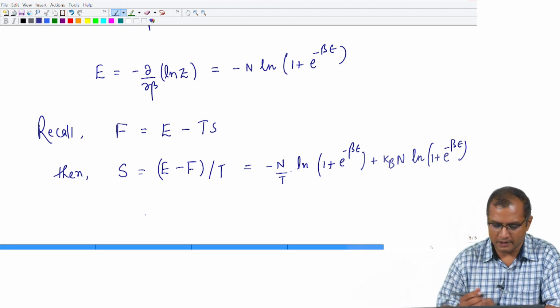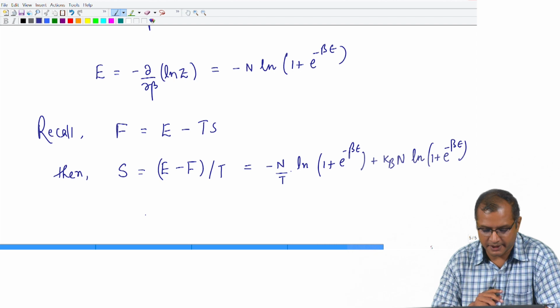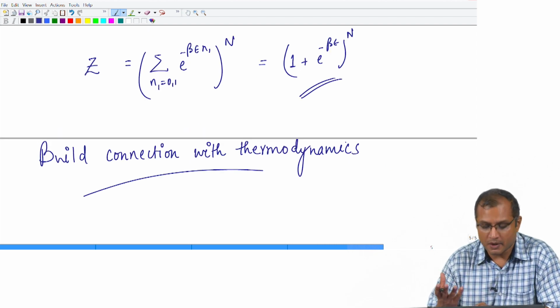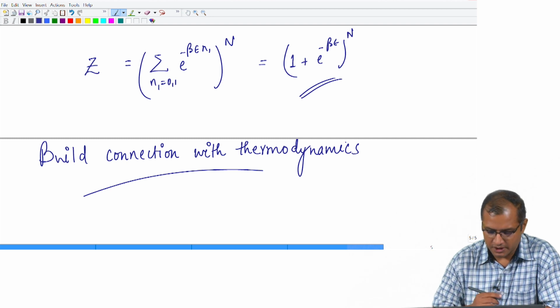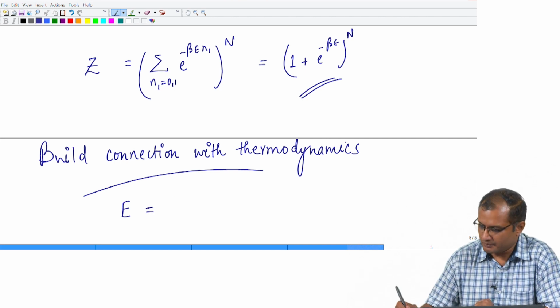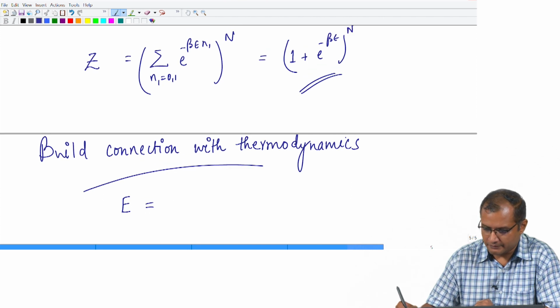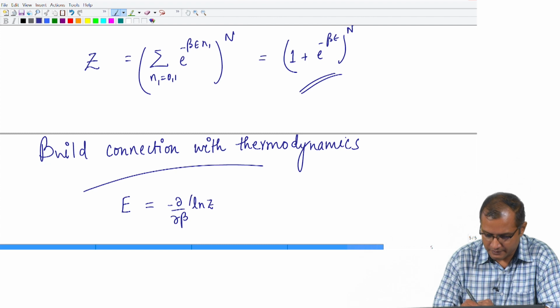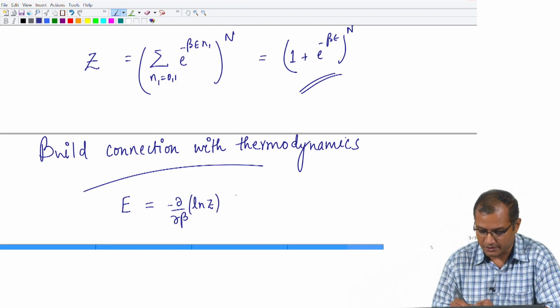So, basically what I mean by this connection is that I want to derive some thermodynamic quantities from the partition function. The first quantity that comes to my mind as always is energy, and I know the average energy of the system from statistical mechanics is nothing but the negative derivative of the logarithm of the partition function, like we just derived in the last discussion.